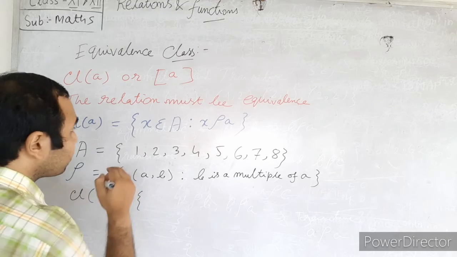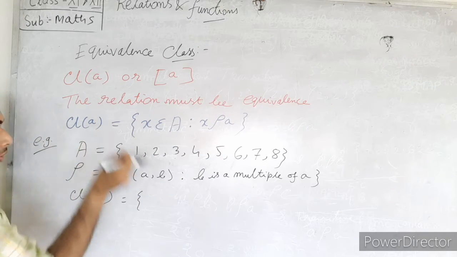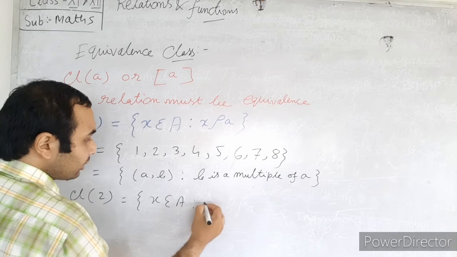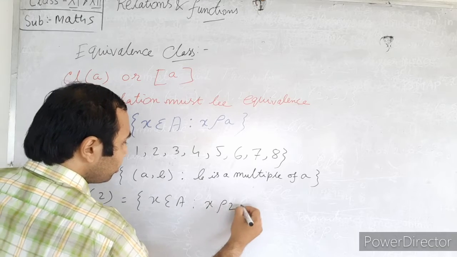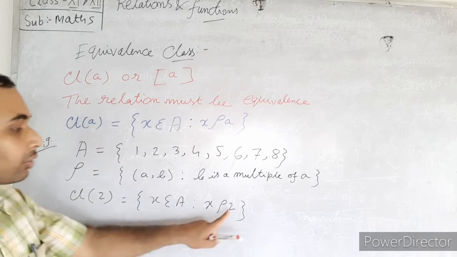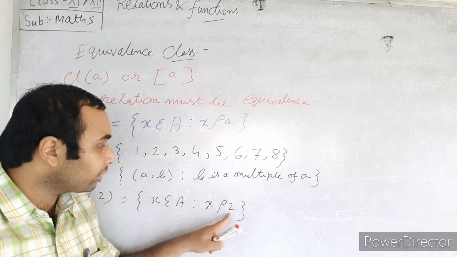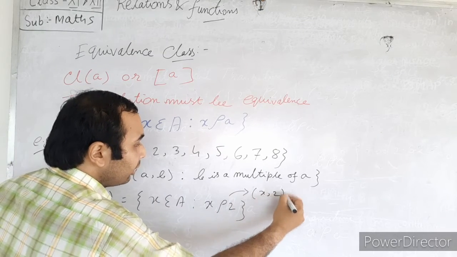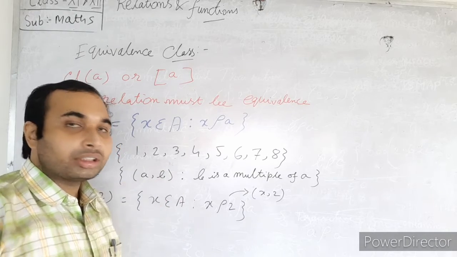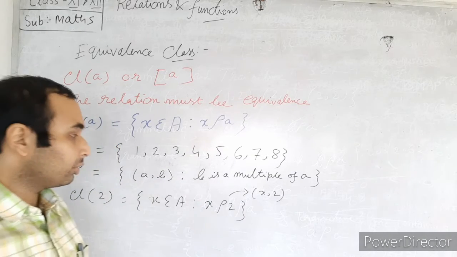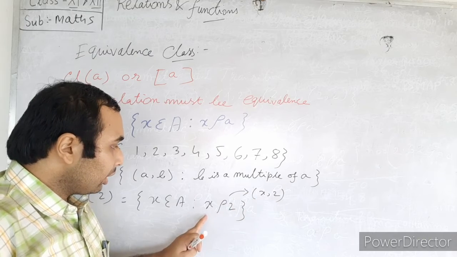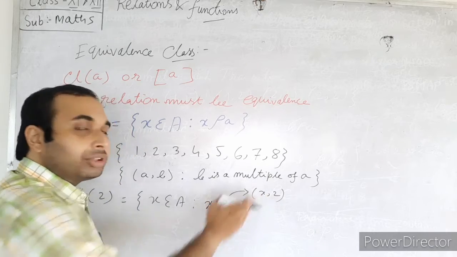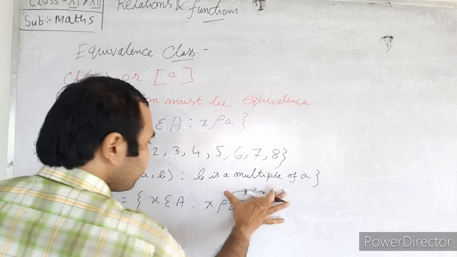Okay. So class of 2 means if we want to match with this one, that is x belongs to A such that x ρ 2, that is the second coordinate is fixed here. If we take those ordered pairs, x ρ 2 means it can be taken as x2 only. According to the relation, previous concepts, you know this. So now this x ρ 2, the second coordinate is fixed, we have to take the first coordinates.